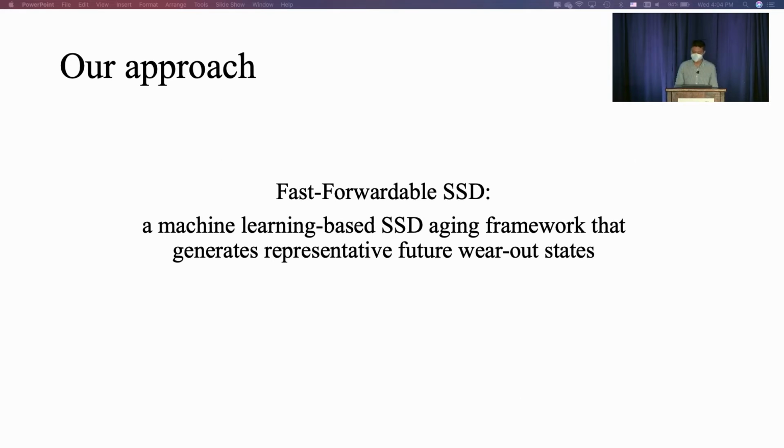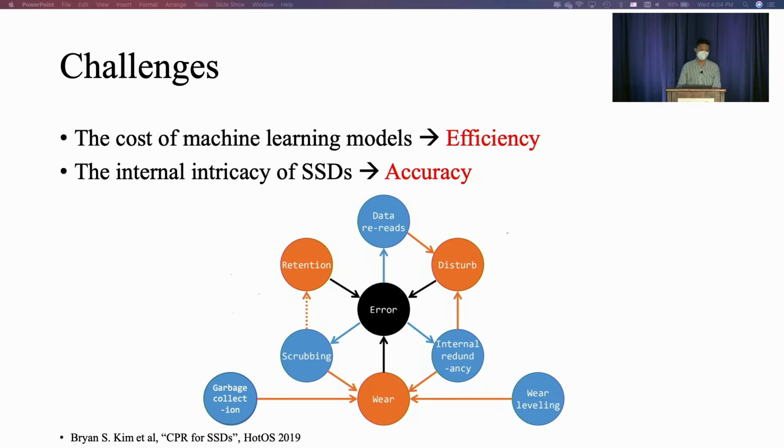So our approach to this challenge is a machine learning-based SSD aging framework that generates representative future BER states based on workload sampling. However, using machine learning to make both fast and accurate predictions is challenging. First, the inference must be fast relative to the simulation time, as reducing the overall time to reach an edge state is the very purpose.